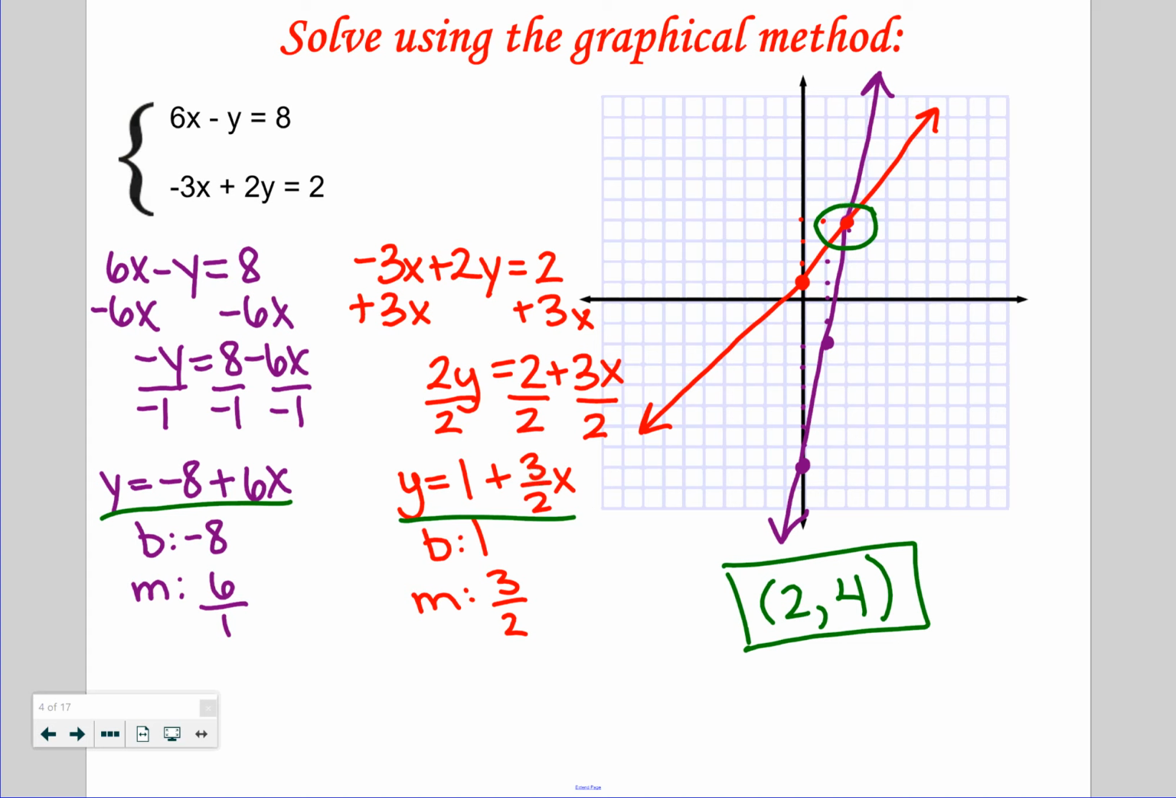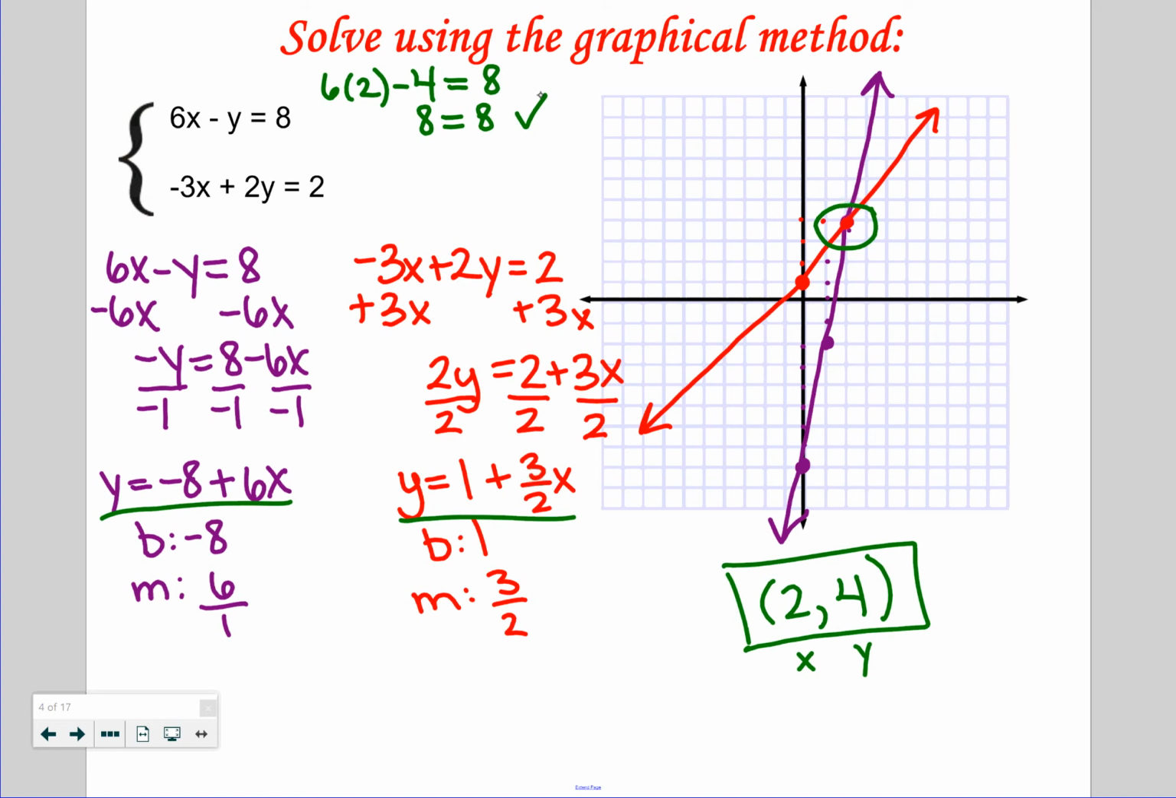I'm going to plug 2 in for my x's and 4 in for my y's. That's going to look like 6 times 2 minus 4 equals 8. Well, 6 times 2 is 12, minus 4 gives me 8. 8 equals 8 is a true statement, and that tells me that this point works in the first equation. It's important when you're checking a solution in a system that you check it in both equations, because it's possible that a point can work in one equation but not both.